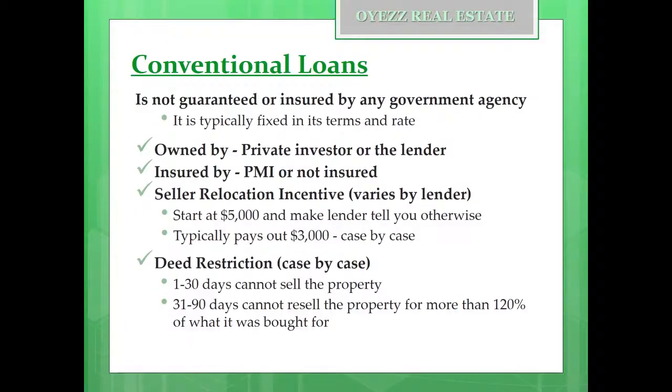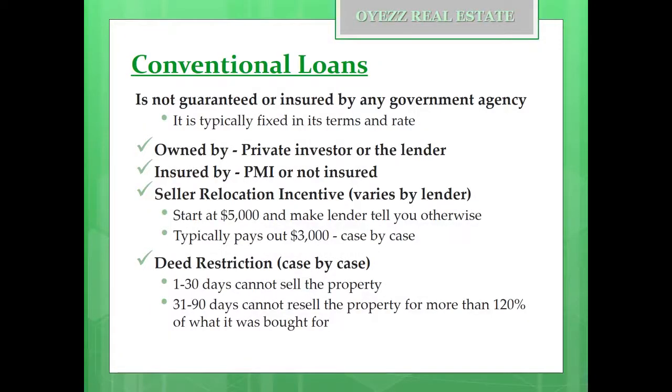So let's dissect and break down the actual different types of loan. The first loan is a conventional loan. It's not guaranteed by any government agency, so it may or may not be insured. It's typically a fixed rate, and with the terms and the rate, it's fixed. They are owned either by a private investor or the lender itself. They're insured either by a private mortgage insurer or not insured at all. The seller relocation for conventional loans is case by case. I've seen them do $5,000 and I've also seen them pay $3,000.